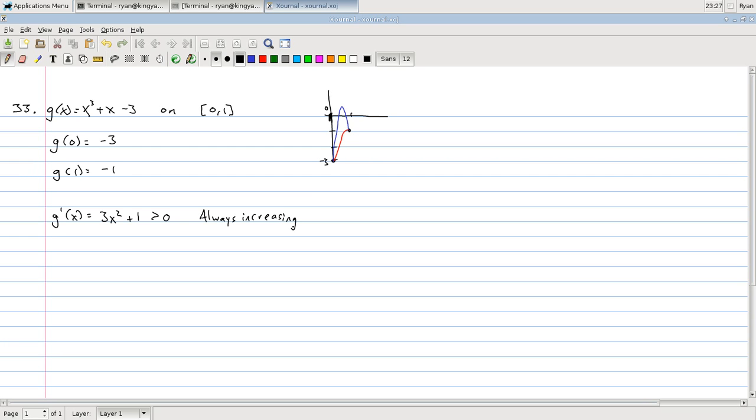Since the function is always increasing, it can't jump above the axis and then dip down below. It must strictly increase all throughout. So that means that the maximum on this interval occurs at the right-hand endpoint. So this is the maximum value of the function. And since negative 1 is the maximum, I know that the function never attains a value of 0. So that means this function has no roots on the interval 0 to 1.